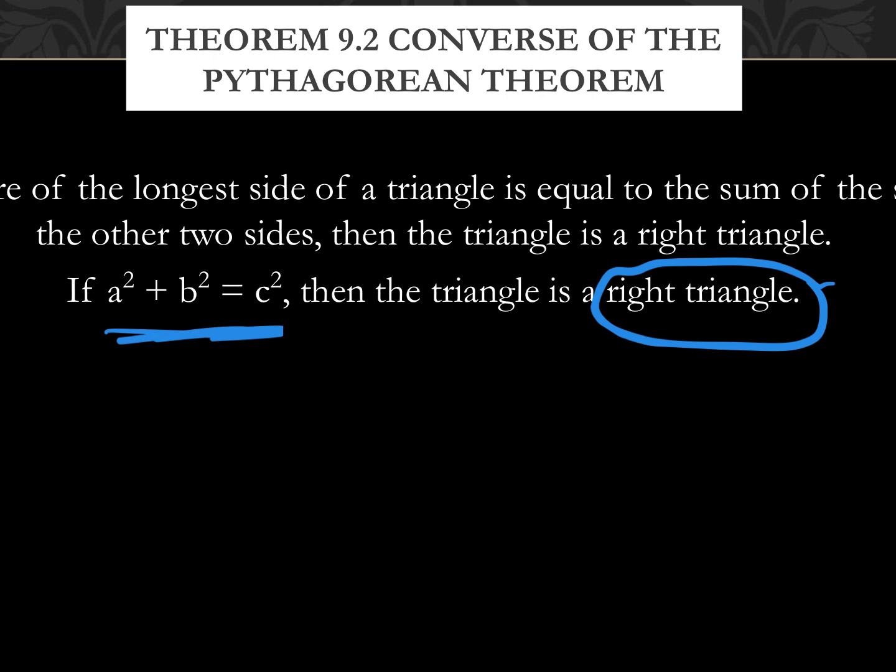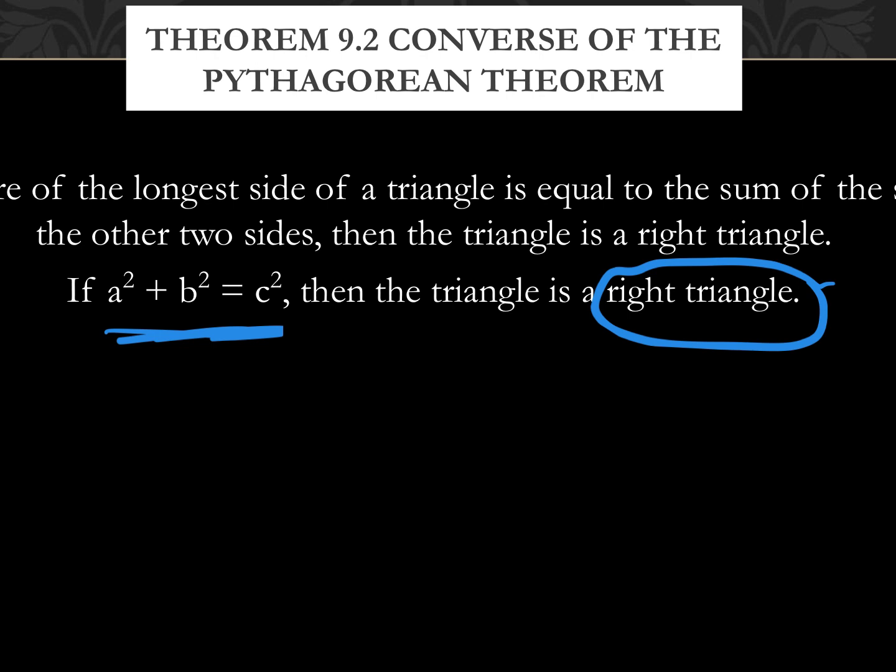So it's the same thing, but we don't know that it's a right triangle to begin with. Our hypothesis and our conclusion are switched. What's that? You have to prove that it's a right triangle? Yeah, you can use this to prove that triangles are right triangles. It's the same thing, just in reverse. Yes.